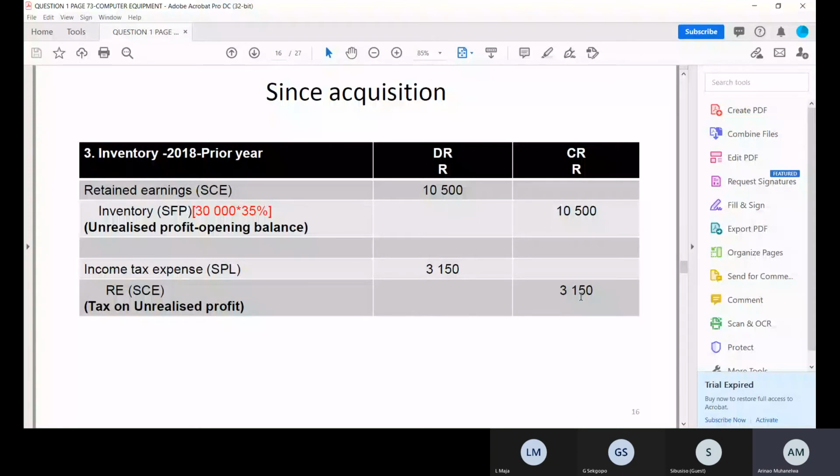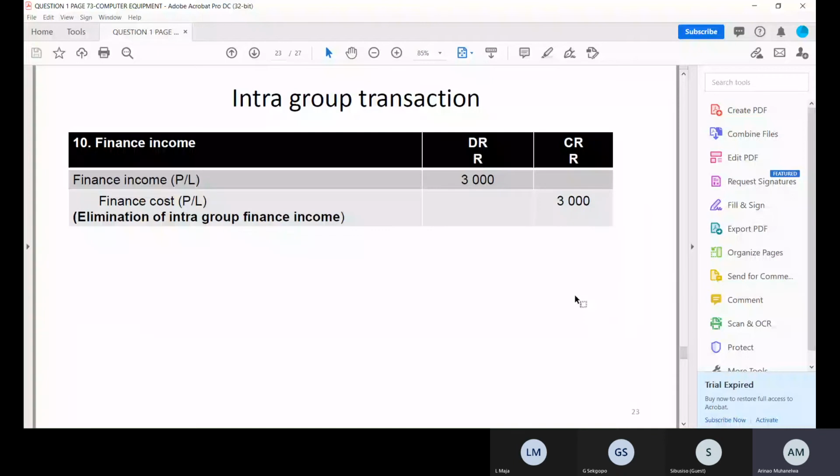I'll quickly go to the analysis here. You will see that retained earnings is reduced by 10,500, and retained earnings is increased by 3,150. This is where these figures are from. It's for prior. Then I will deal with the inventory for the current year at the same time. So I'll go to current year.